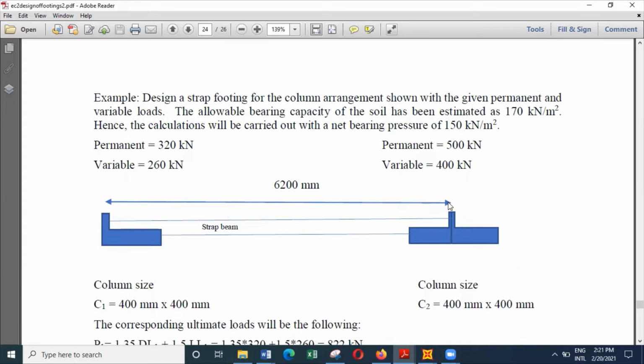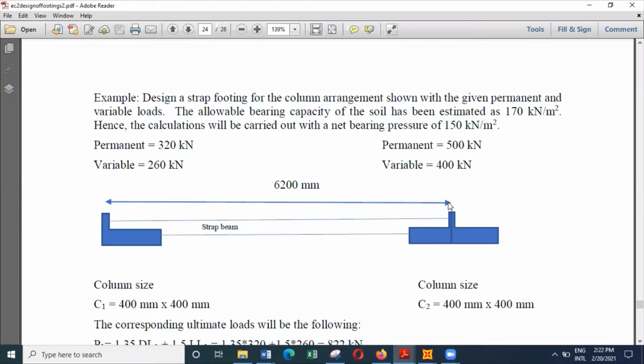And one of the main uses of a strap beam is when the distance between the two columns is high. If they are very close, then you can easily connect the two footings and design it as a combined footing. But if the columns are a little apart, and combining the foundation may not be that economical, then the strap beam can become a very good solution.